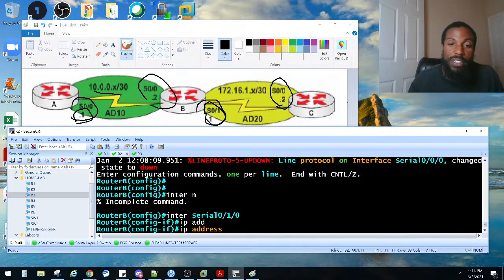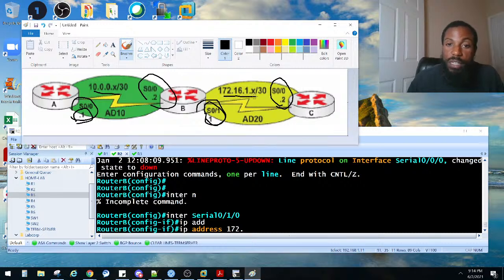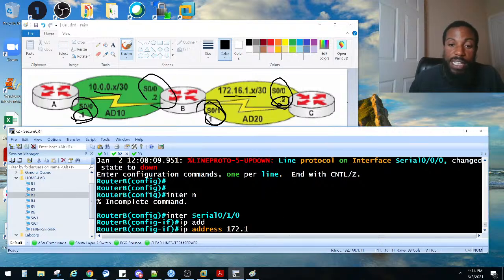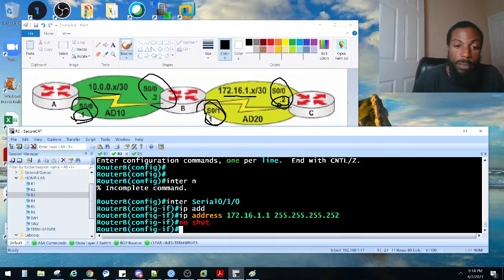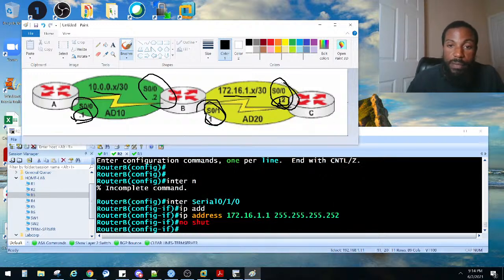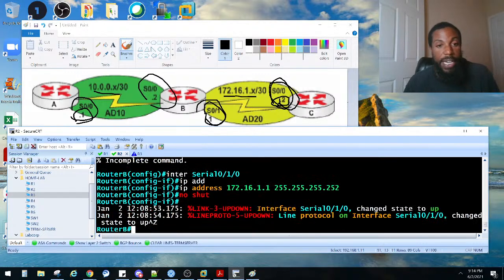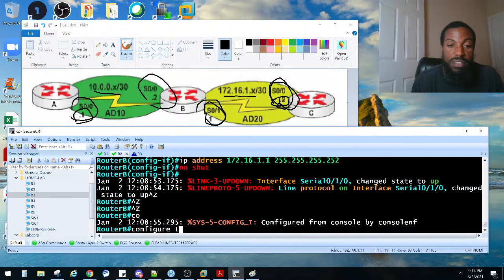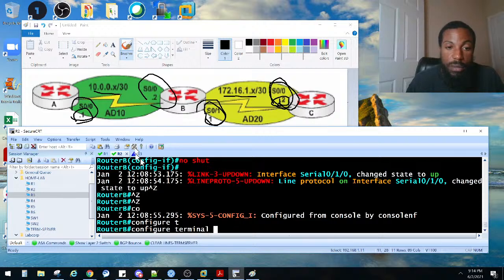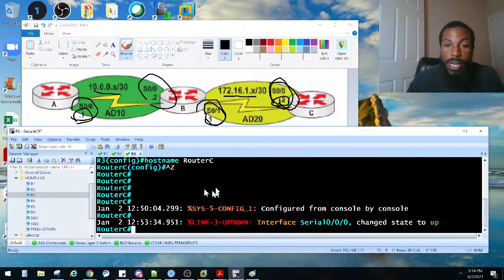His IP address is gonna be 172.16.1.1, and then this guy's gonna be .2, right? You with me so far? 172.16.1.1 subnet mask of /30. So 255.255.255.252. No shut that bad boy. Now we got to go to this interface right here. You can figure that, right? And then we'll do some basic connectivity testing by pinging, right? So we got to go to that interface.